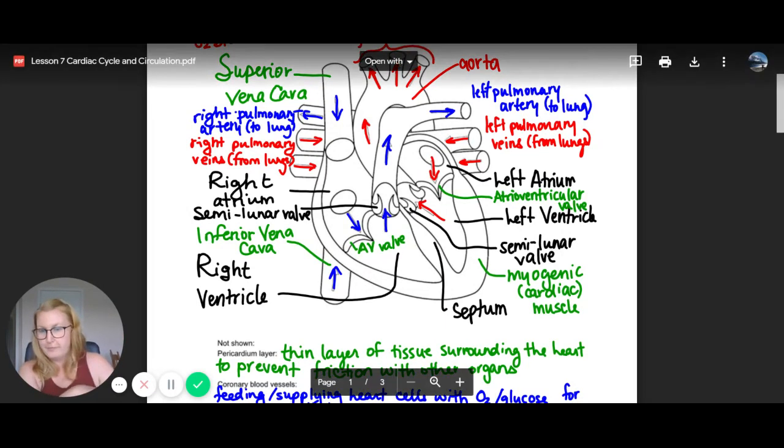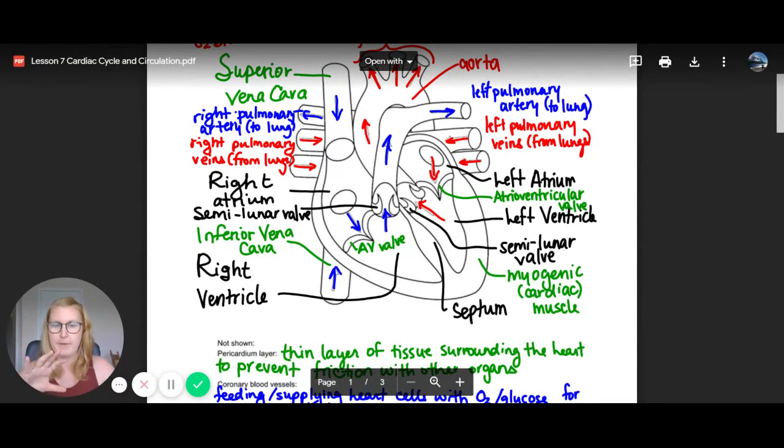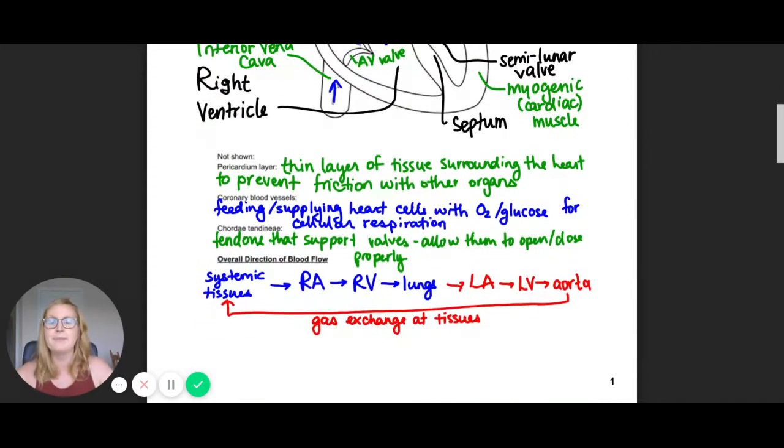All of this internal flow does not actually feed the heart. This is simply acting as a pump. So externally, it has all these other blood vessels supplying it, just making sure that it's getting what it needs.